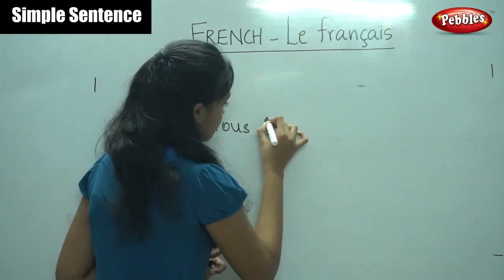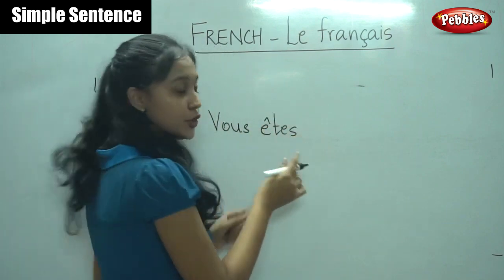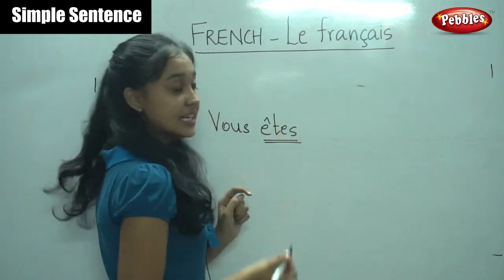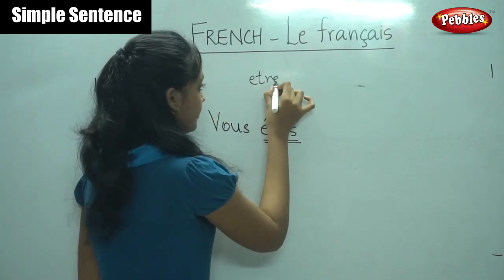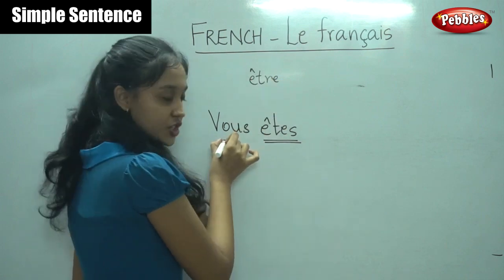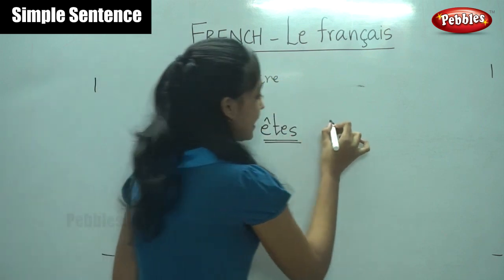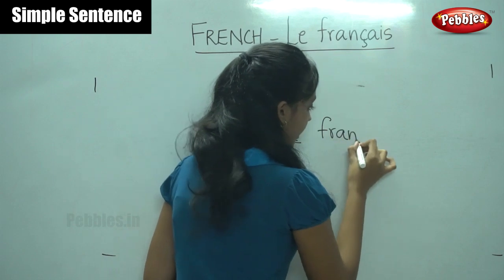Vous êtes. Do you remember this? This is the être verb in vous conjugation. It is être. Vous êtes français.